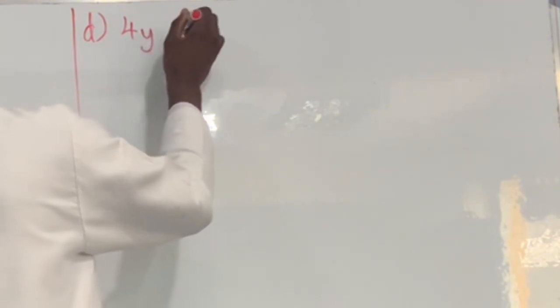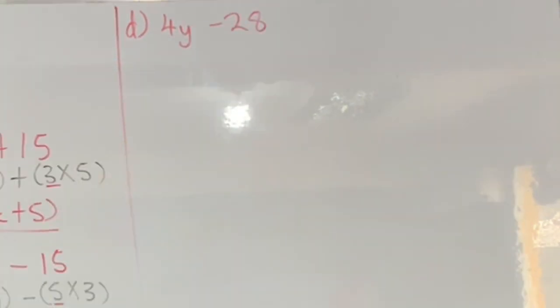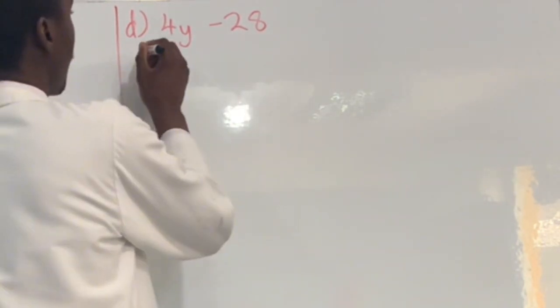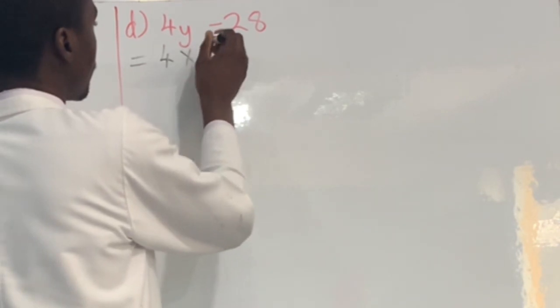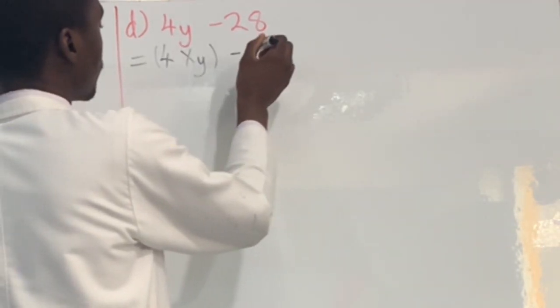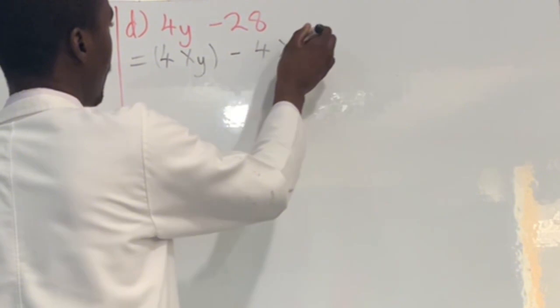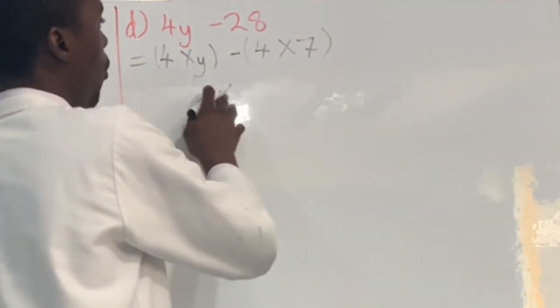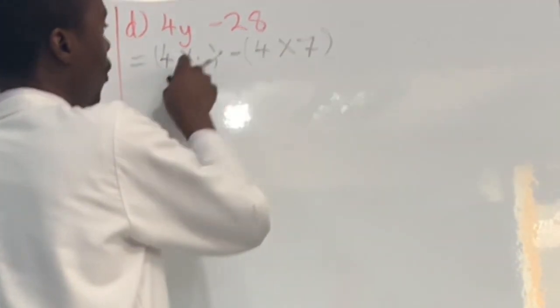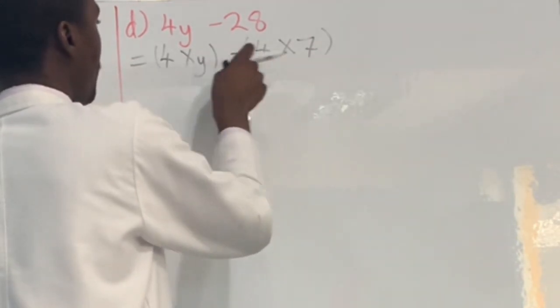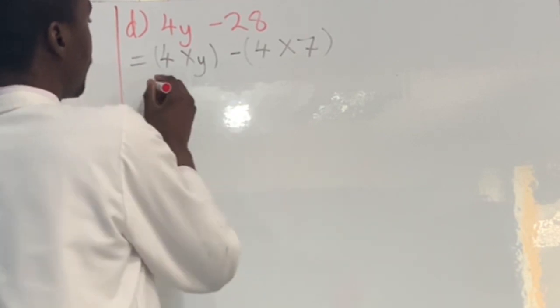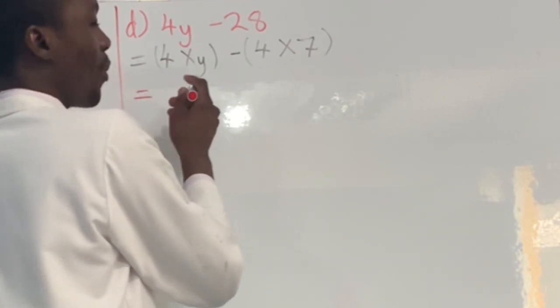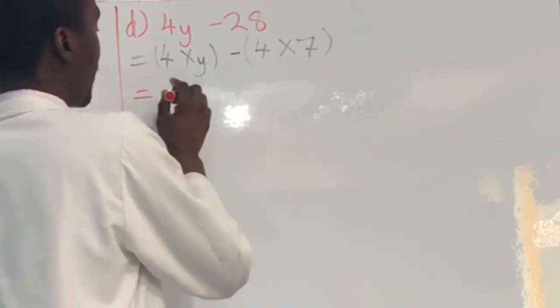Let's look at the next example. 4y minus 28. So in this example now, we are going to factor out 4. So it's going to be 4 multiplied by y minus 4 multiplied by 7. You've seen that we looked for a common factor which is a factor of both this 28 and this 4y, and it is 4. So we'll factor out the 4 and then right outside the bracket it's going to be 4.